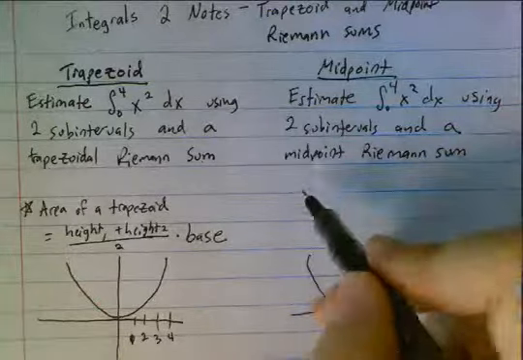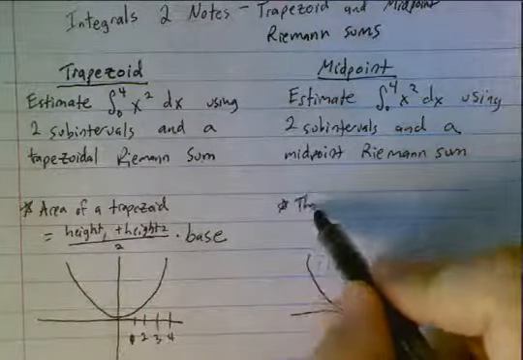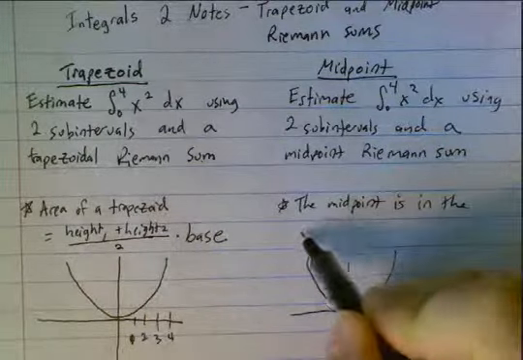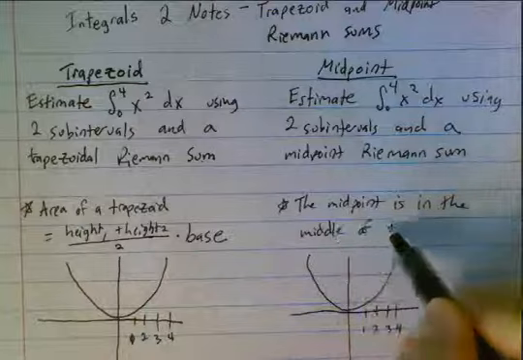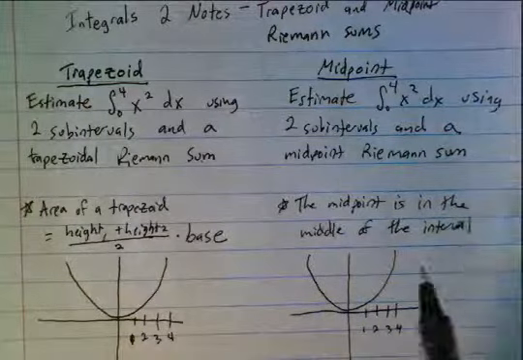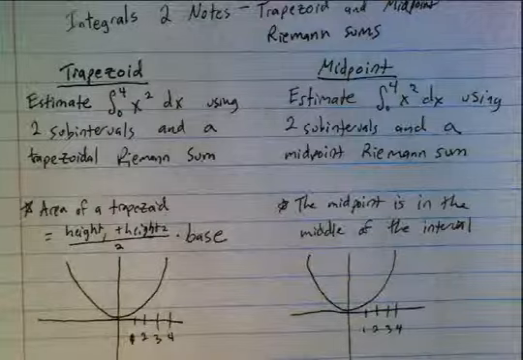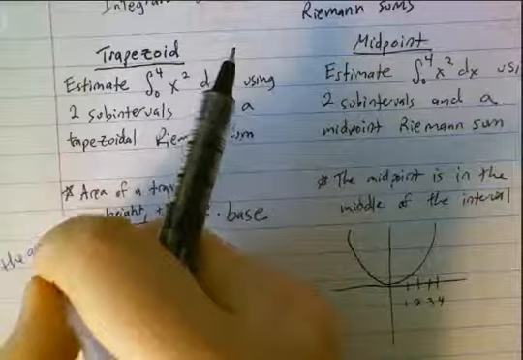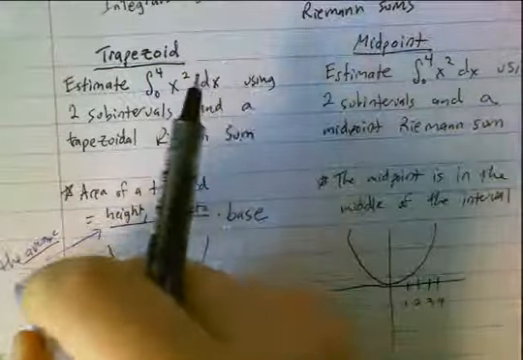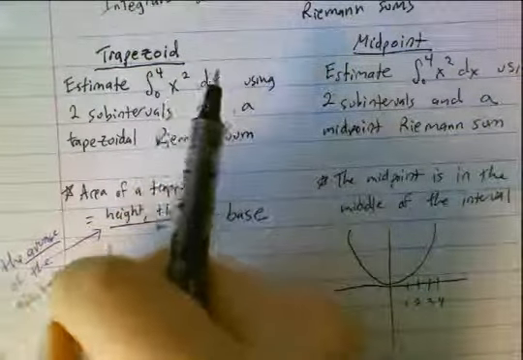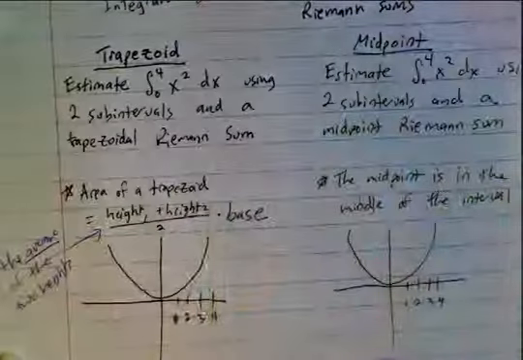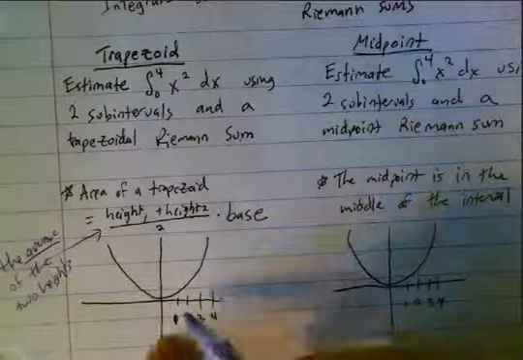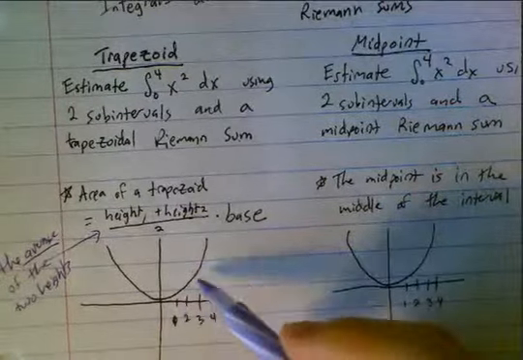Over here, the thing to remember, the midpoint is in the middle of the interval. Actually, I just want to write this in over here so I make sure that we have it. What this really means is the average of the two heights. So rather than just lining us up with the left side or the right side, in this case we're actually going to use both.